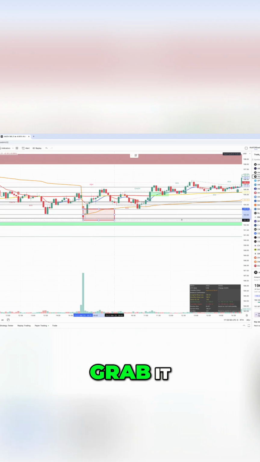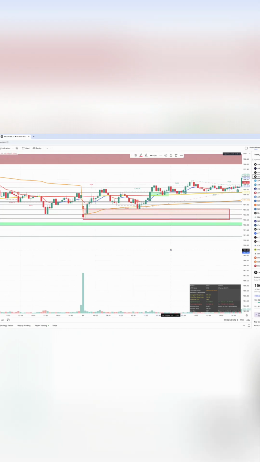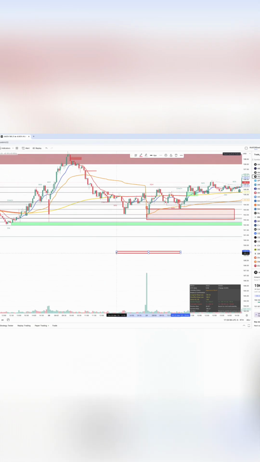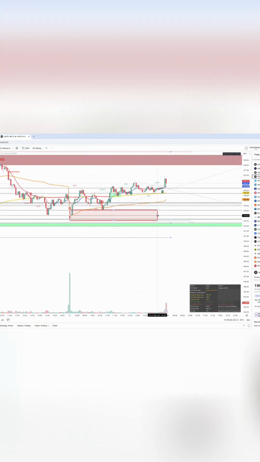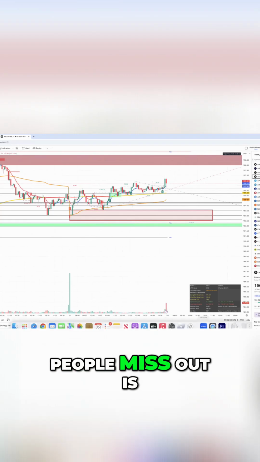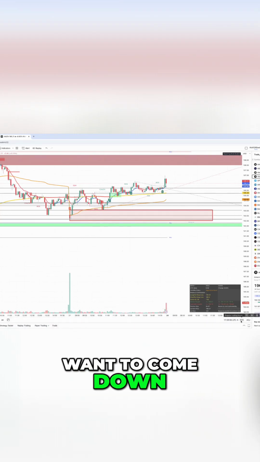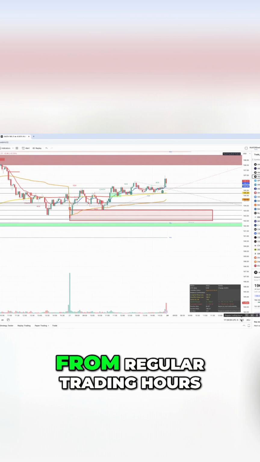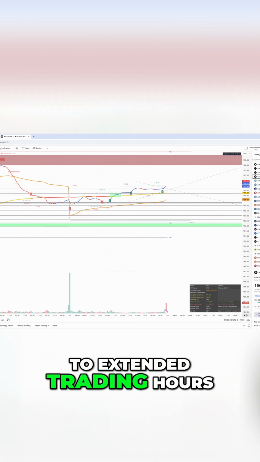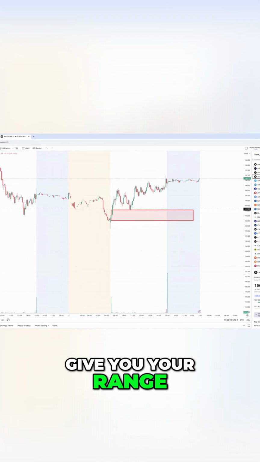We're going to grab it and drag this over to here, right? All right, so we got our first 5 minute candle. We're going to drag that on across. But the other thing people miss out on is getting the pre-market high and low. So what you want to do is come down here and flip from regular trading hours to extended trading hours. Okay, so this is going to give you your range, right?